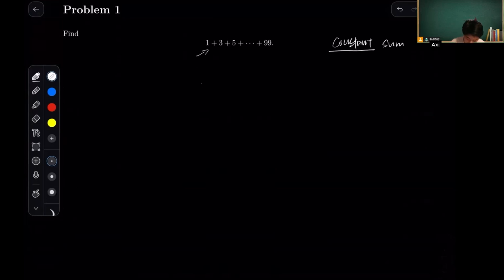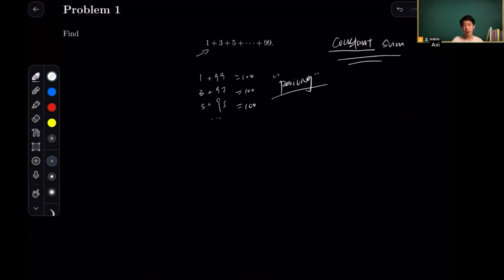And you might notice here that 1 plus 99 is equal to 3 plus 97 is equal to 5 plus 95, etc. So this is a constant sum. And of course, some folks also say that this is the pairing technique. But personally, I think this is a better name because this is really highlighting that you're not pairing to pair. You're pairing to find constant values, and it happens to be constant sums.